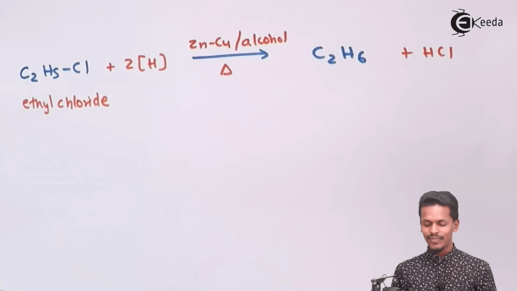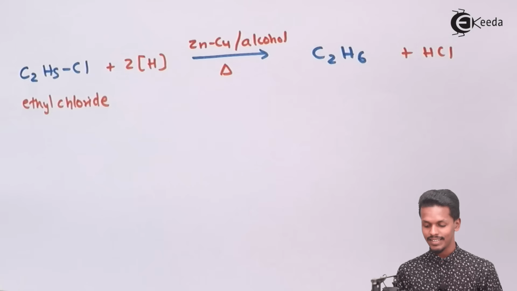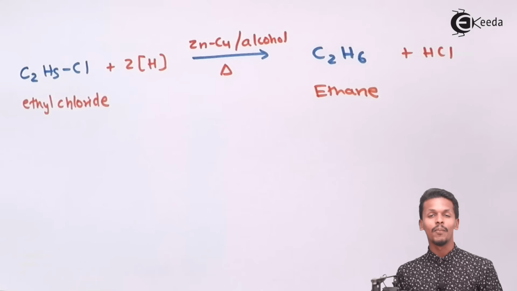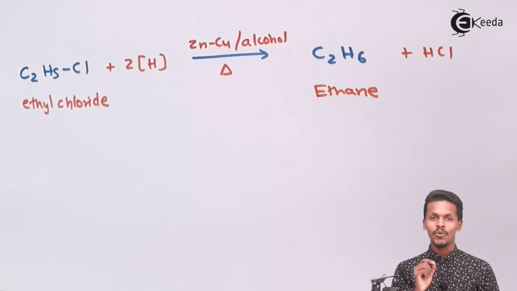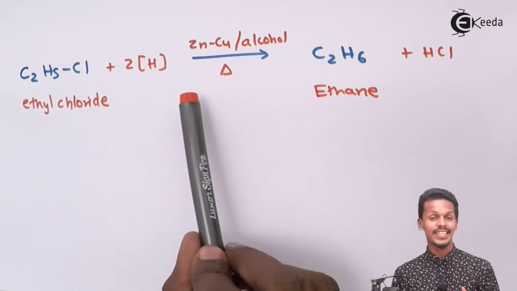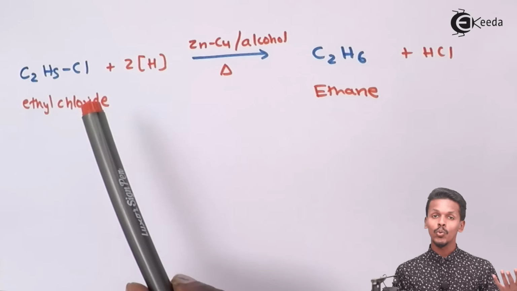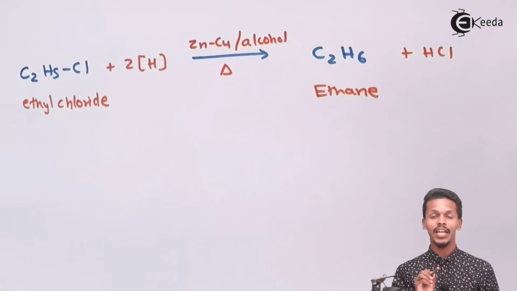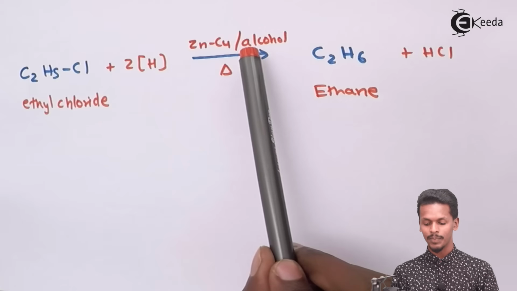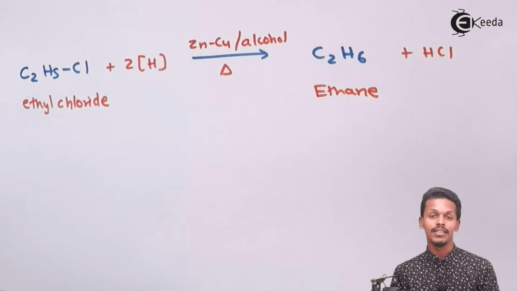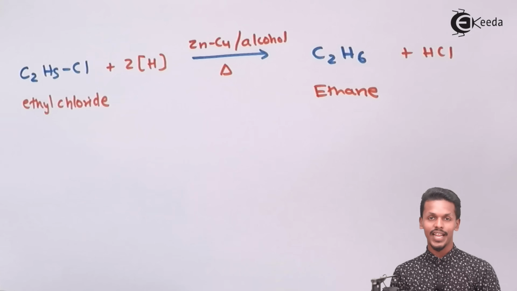And from this ethyl chloride we have basically produced ethane. But the most important thing is that this is a reaction where we have introduced two nascent hydrogen, because of the presence of zinc-copper couple and alcohol. In this case we have not applied the other reactant that we used in the Wurtz reaction.